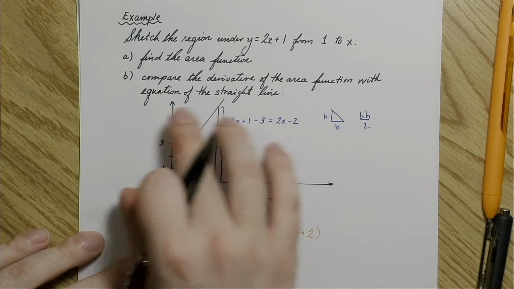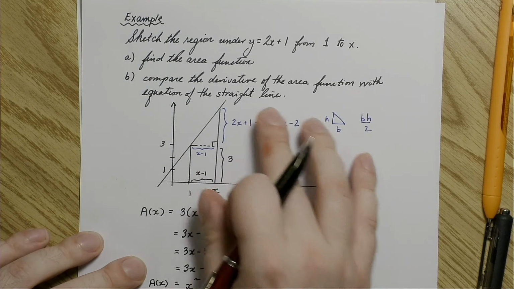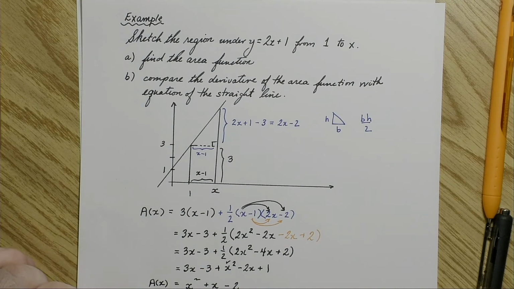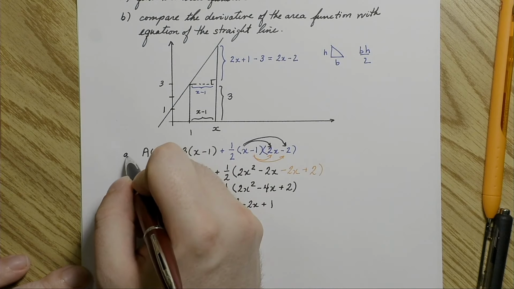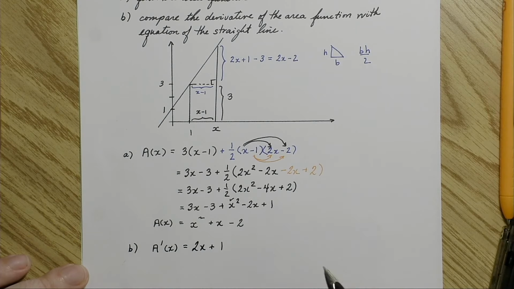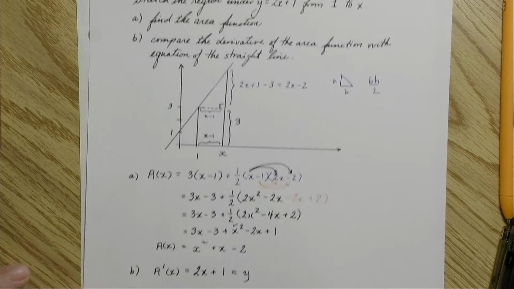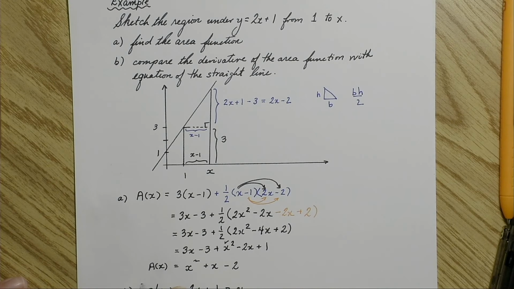Now, it says for part B, compare the derivative of the area function with the equation of the straight line. Well, we have to take the derivative then of this area. So we've done A, and now let's look at what B is. So I need to take the derivative of that. So that's 2x plus 1. Oh, wow. That's equal to our original function here at the top. So that's interesting.